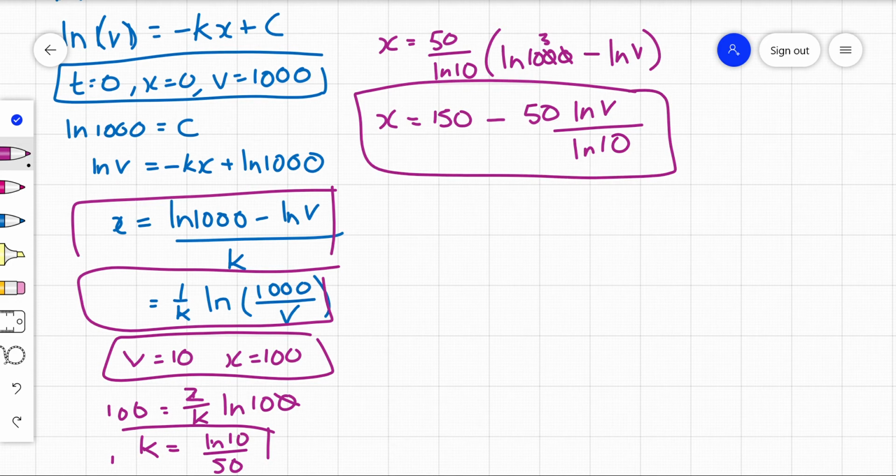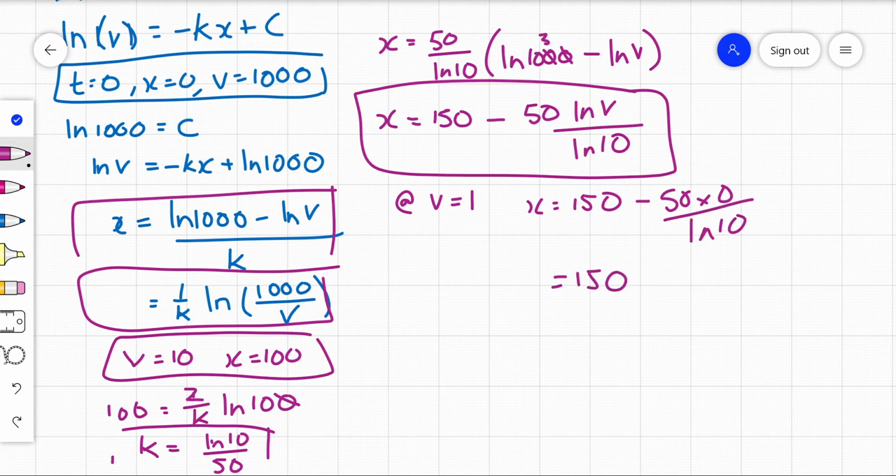When the velocity equals 1, we want to find how far it's gone. Okay, so at v equals 1, we've got x equals 150 minus 50 times log 1. Log 1 is just 0. So you can see you're going to get 150 meters. Alright, so that's A. Let's have a look at B.